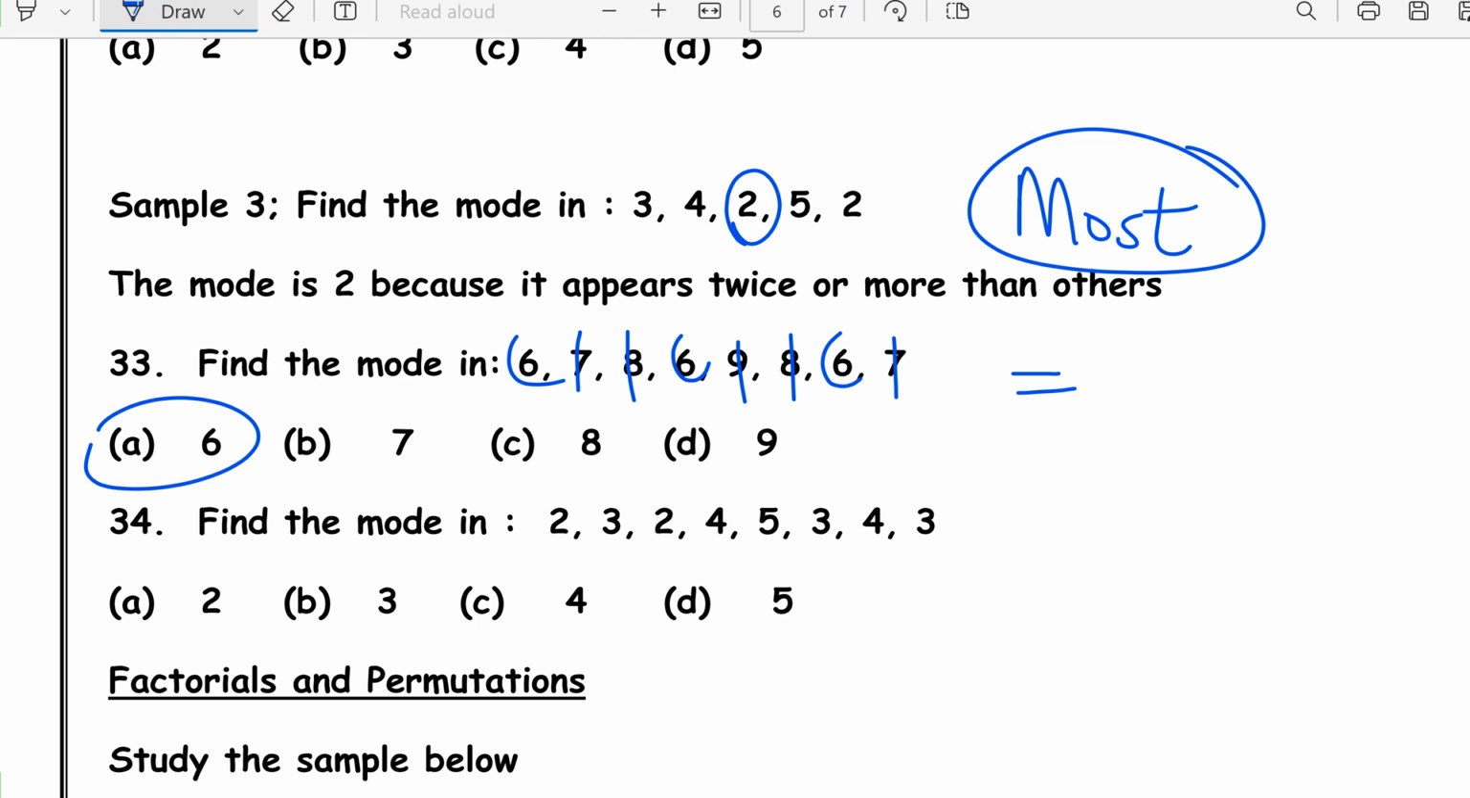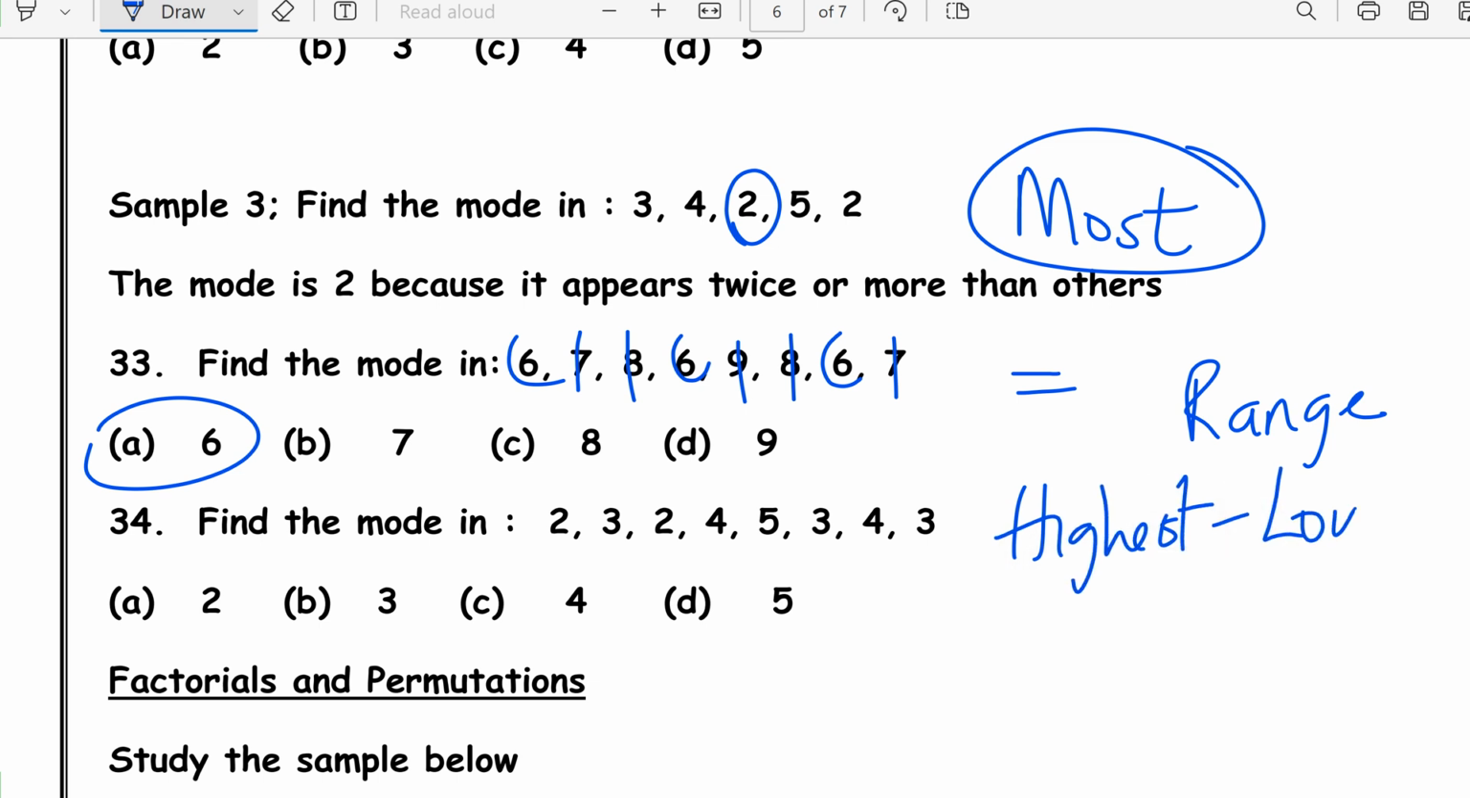But there was something that we didn't discuss here, which has to do with range. Range is the highest number minus the lowest number. Like in the case of number 33, the highest number there is 9, while the lowest is 6. So the range here will be 3. Okay, so that is that.